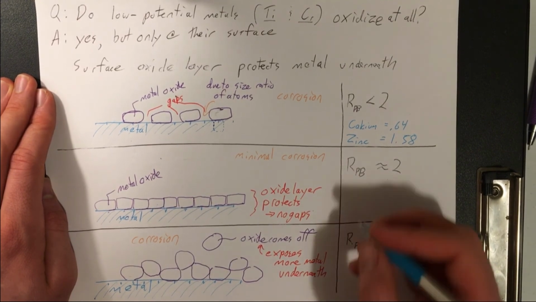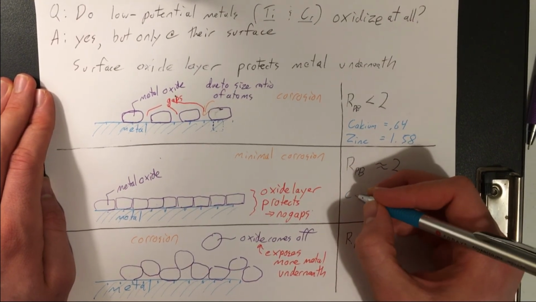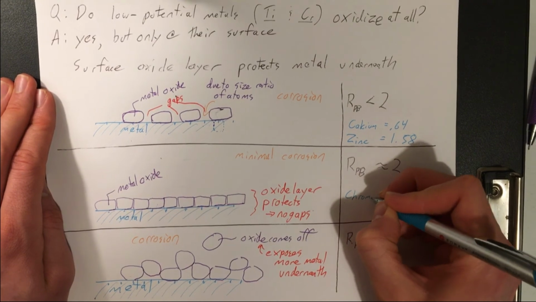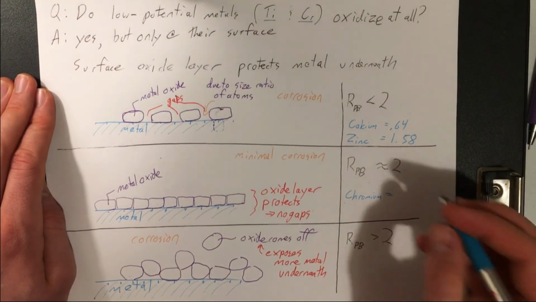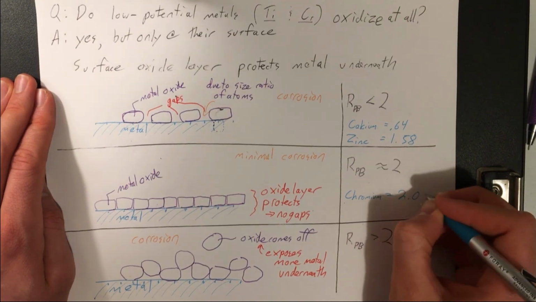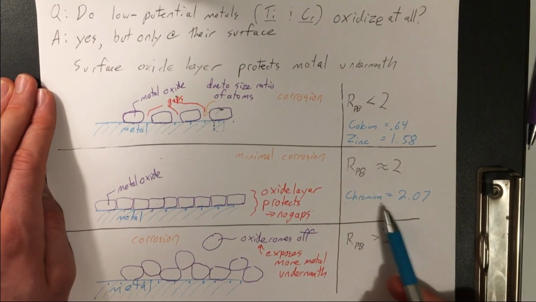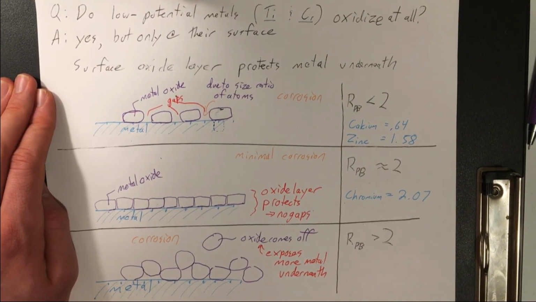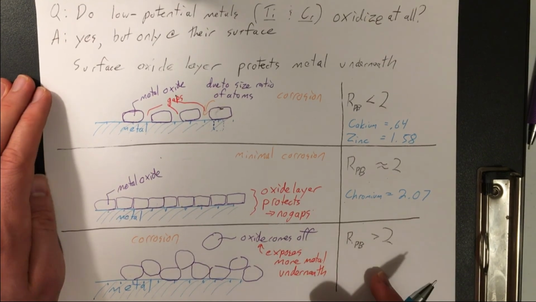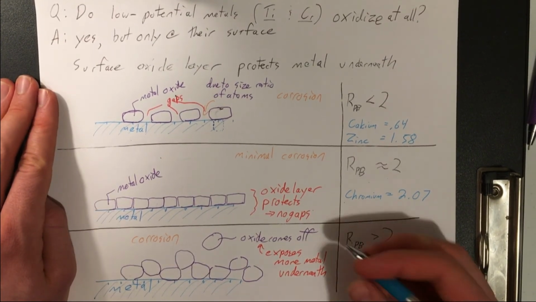Pilling-Bedworth ratio is about 2. One of the best examples of this is chromium. So pure metallic chromium by itself would have a Pilling-Bedworth ratio of 2.07. And chromium is magnificently resistant to corrosion. And then a couple materials with high Pilling-Bedworth ratios.